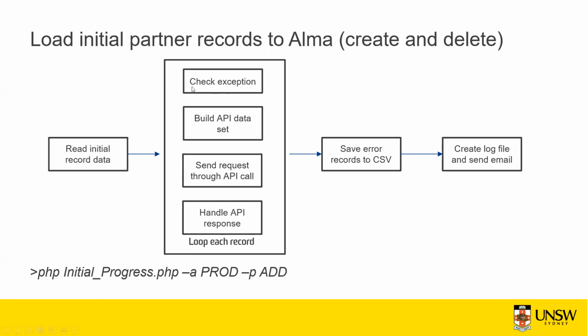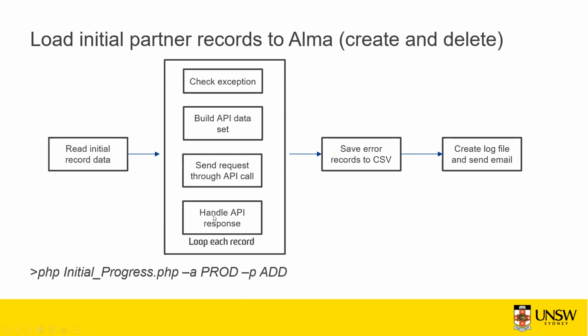First it checks the exception. There's an exception list defined in the constant variable file. If the library code is not in the exception list, then we use the data record, together with the data template, to build the API dataset. Next, we pass the dataset through the API call, and this creates a new record in the Alma system.